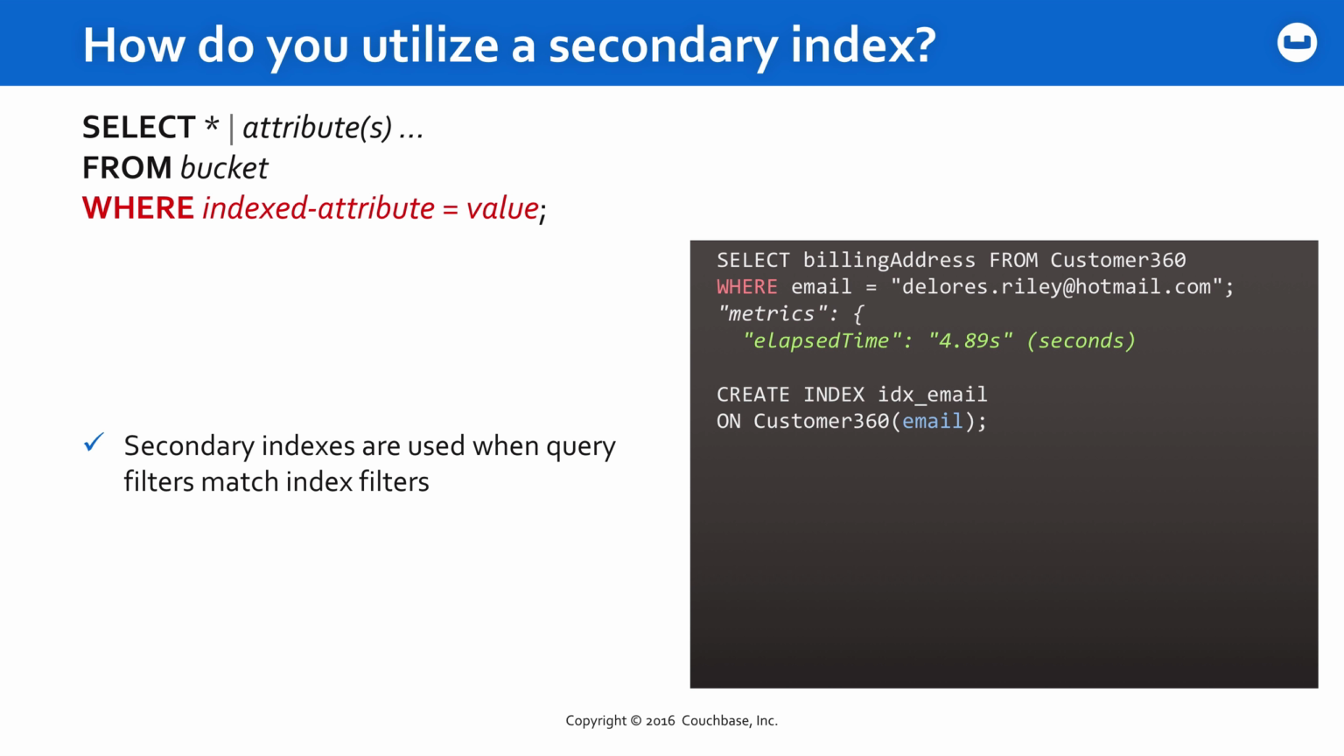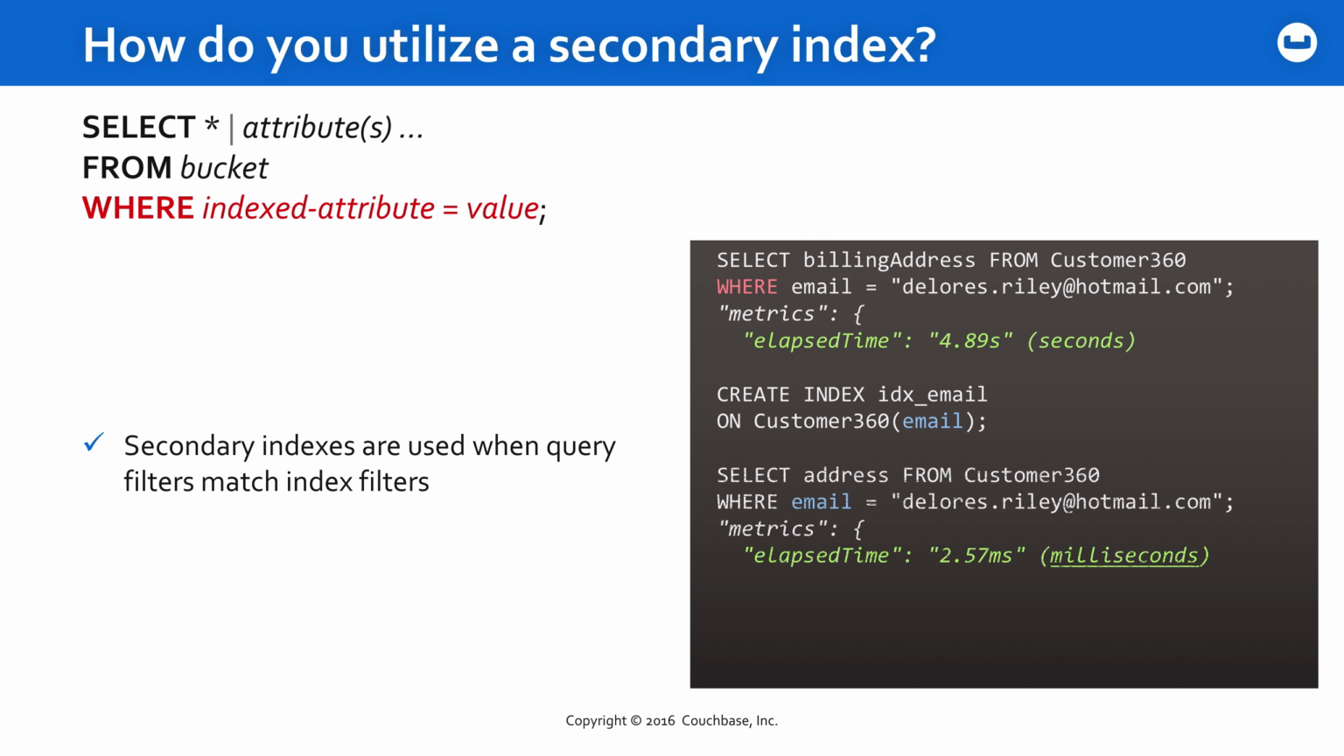So if you create a secondary index, such as here, index all email attributes within Customer 360, then that filter is going to get matched against this index because there's an index that directly matches the filter in the query that's lined up internally, and it'll pick up the index and your execution speed suddenly drops into milliseconds or less for that particular query.